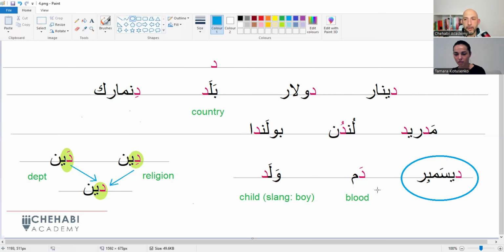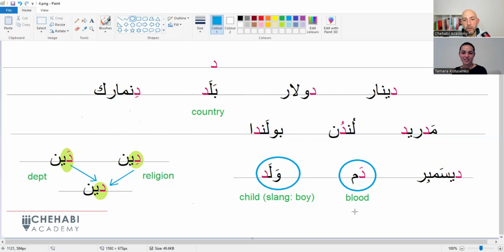The next line, December. And how do you say blood in Arabic? Dam. The last word here, walad. Walad means child, so it's unisex. But in slang Arabic, mostly it is boy.